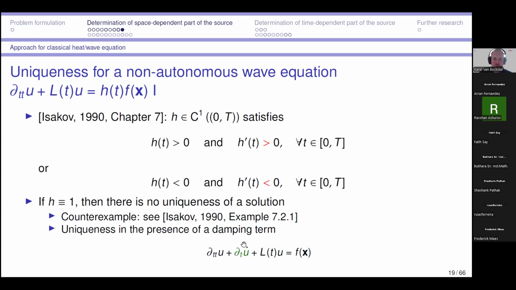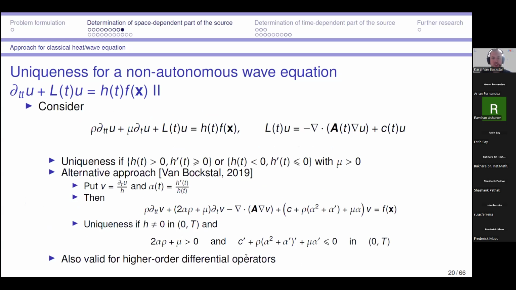And there is uniqueness in the presence of a damping term. So if we have an additional damping term in the equation, then you can readily show the uniqueness of the solution also by a variational approach, by multiplying with the time derivative of u. Then this term will imply the uniqueness of a solution. So if mu is strictly positive, there is uniqueness under these two conditions. So here the derivative may be equal to 0.